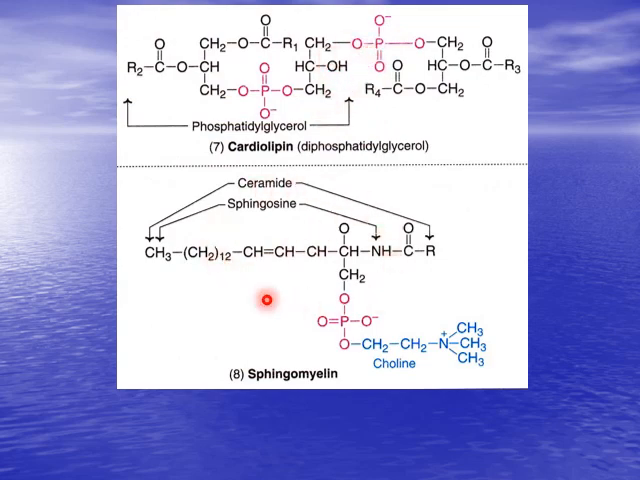This is the structure of the sphingolipid sphingomyelin where the main alcohol is sphingosine in place of glycerol and a fatty acid esterified with sphingosine, a phosphate group, and choline. The fatty acid together with sphingosine is known as ceramide.